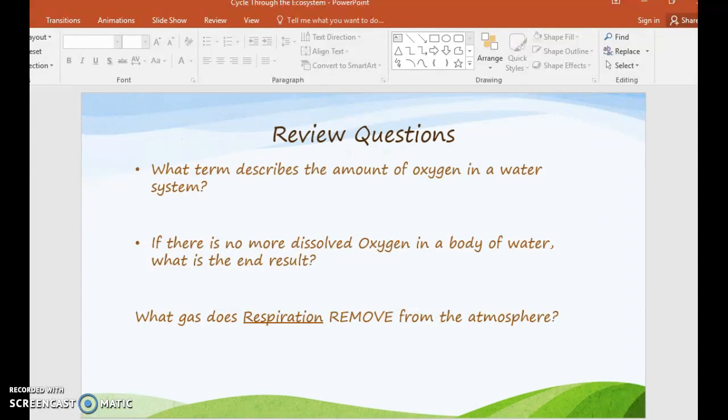Here's your review. What term describes the amount of oxygen in a water system? I actually just want you to look these things up. And as you're looking them up, always keep in mind that your whole lesson is going to focus around this relationship between photosynthesis and carbon dioxide and that cycling of matter within those equations. So we will go over it in class and I'll break it down for you a little deeper than I can on this video. So yes, that's part one.